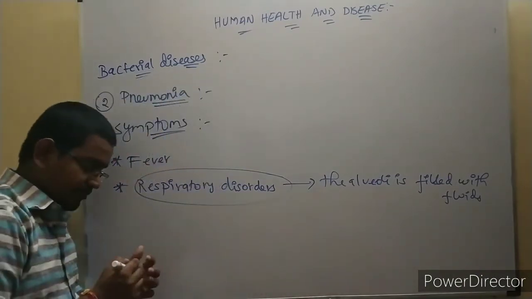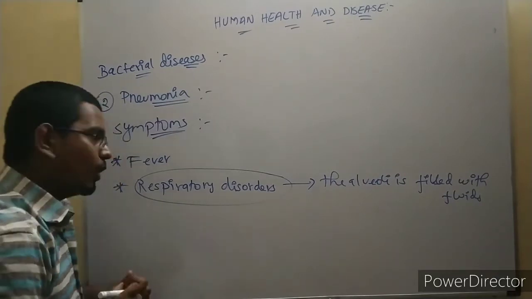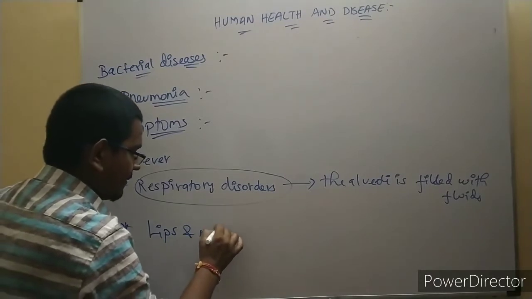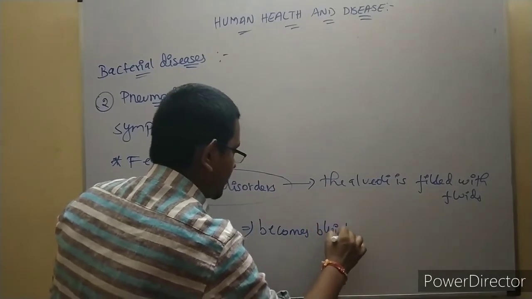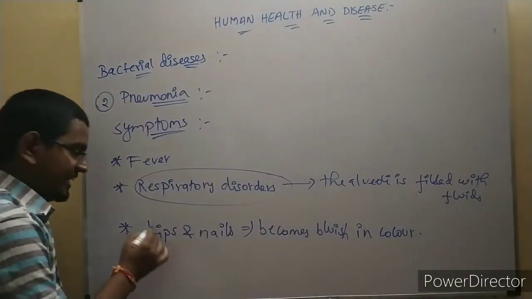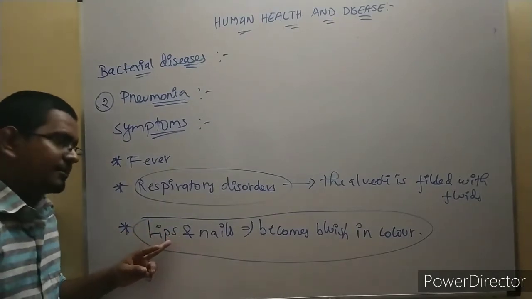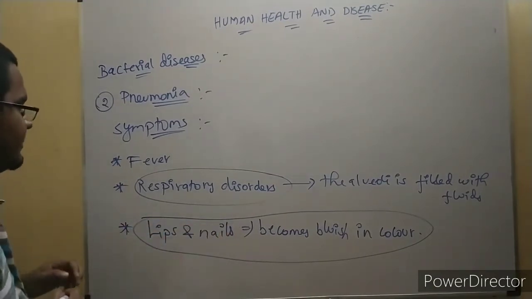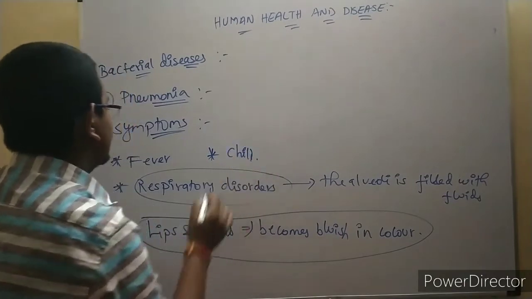Once the alveoli are filled with fluids, they will not be able to transport the oxygen, so the oxygen level decreases. Due to that, the lips and the nails become bluish in color, and it is an indication that you are suffering from pneumonia, right? And you may also have chillness, right? These are the symptoms for pneumonia.